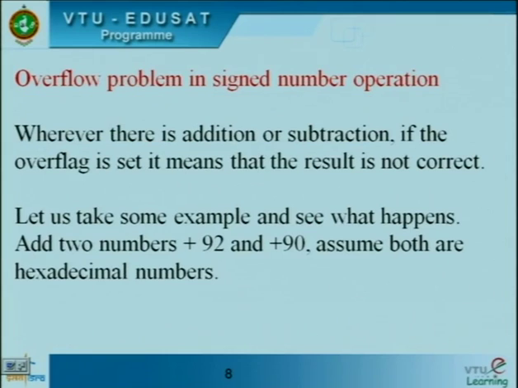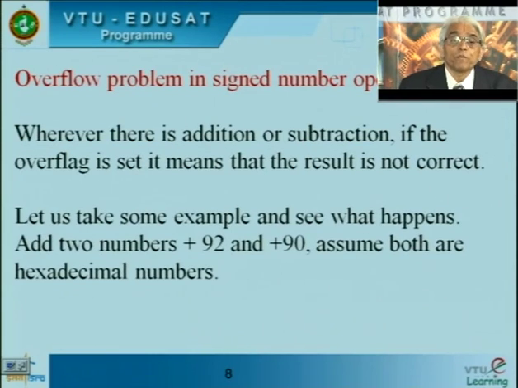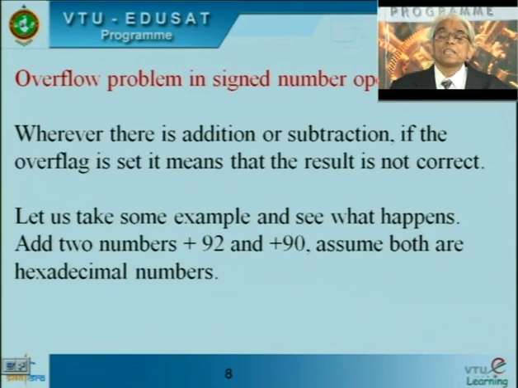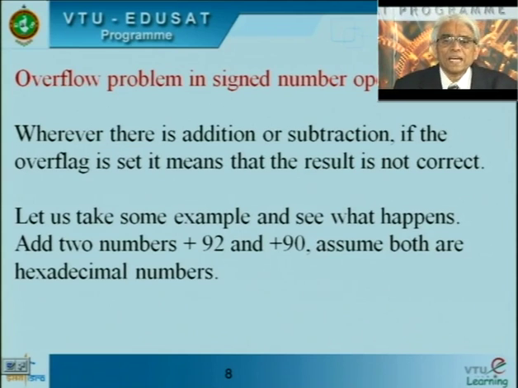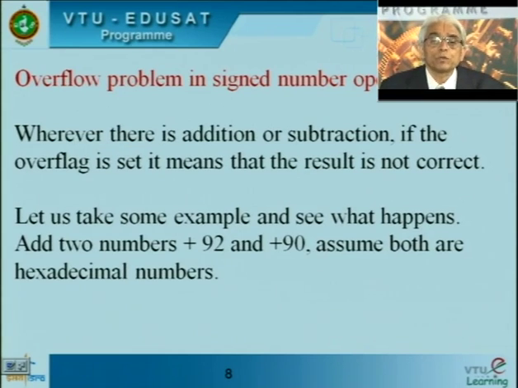We have a problem especially when we are talking about signed number operations. Whenever there is an addition or subtraction, if the overflow flag is set, it means that the result is not correct. Now, let us take a small example and see what happens when two numbers, say plus 92 hexa and plus 90 hexa, are added together.